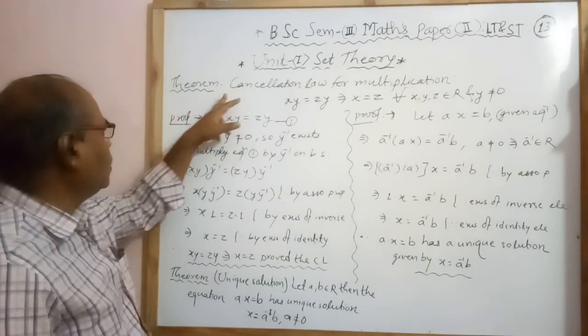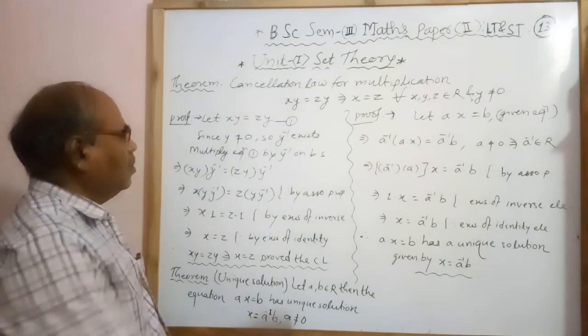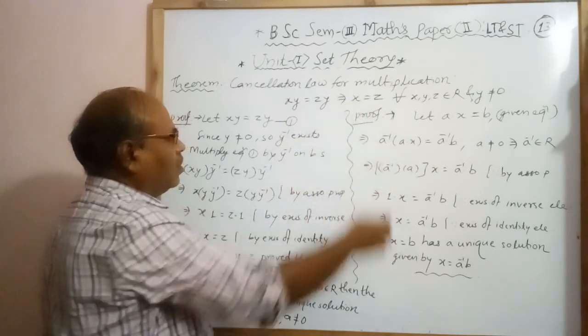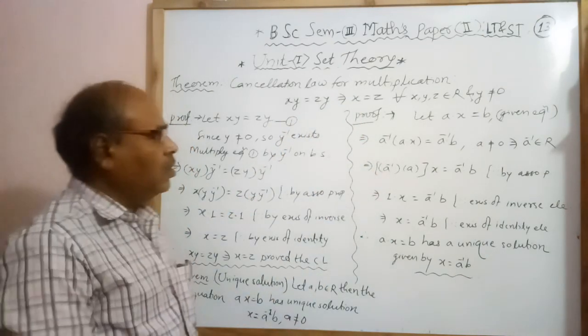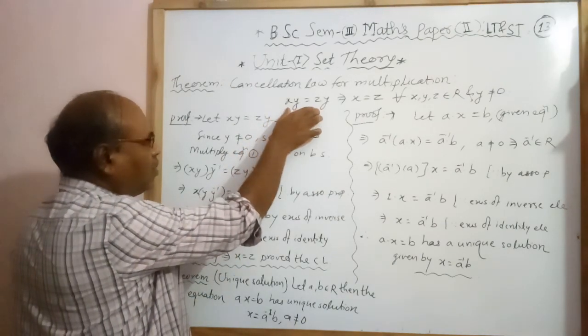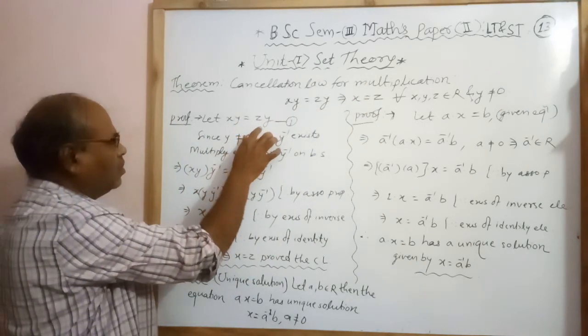We see the theorem: the cancellation law for multiplication. The law is given by: if xy equal to zy, then we get x equal to z, for every x, y, z belongs to R and y is not equal to 0. Consider the left hand side and prove the right hand side. Therefore, consider xy equal to zy.